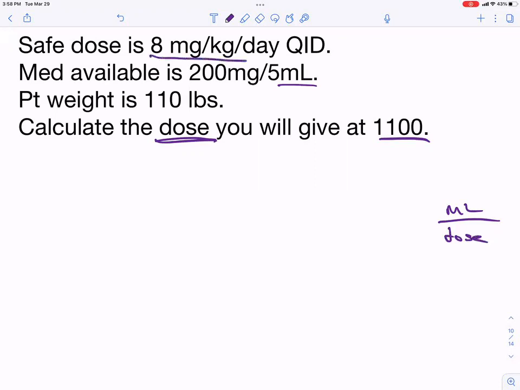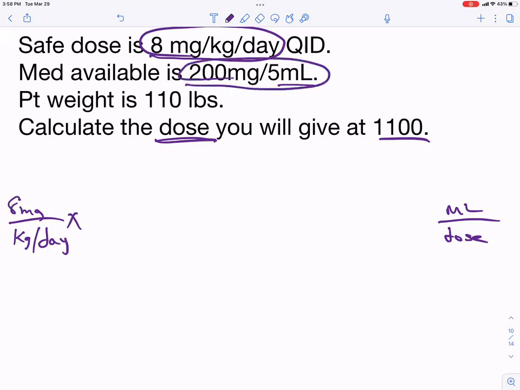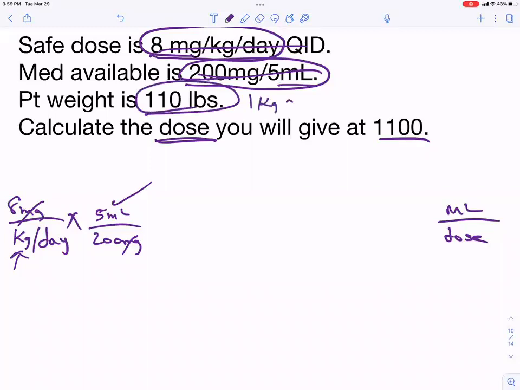I start with my given, 8 milligrams per kilogram per day. And like I said, it doesn't matter where you want to start. How do I get rid of milligrams? I use what's in my problem: 200 milligrams in 5 mLs. I've used all those. Cross off the milligrams, and look, I got milliliters. I got to get rid of kilograms. The patient's weight is in pounds, so 1 kilogram is equal to 2.2 pounds. So use it.